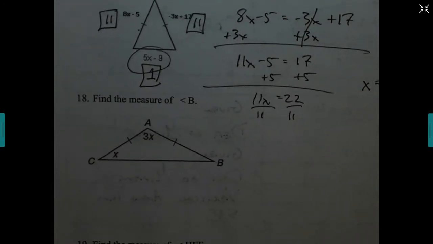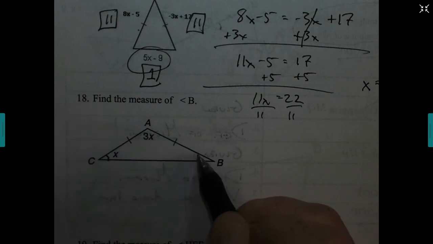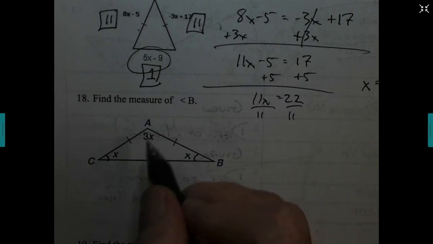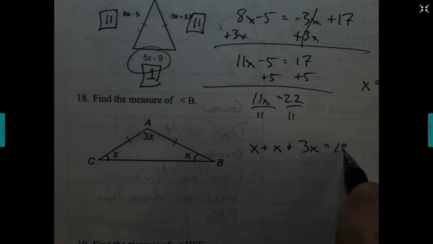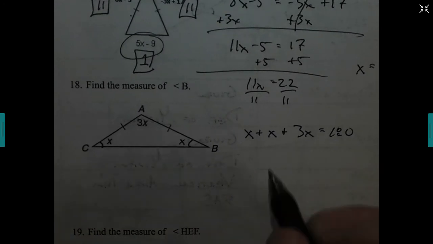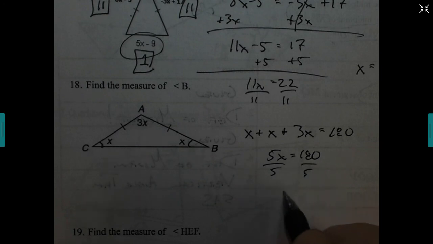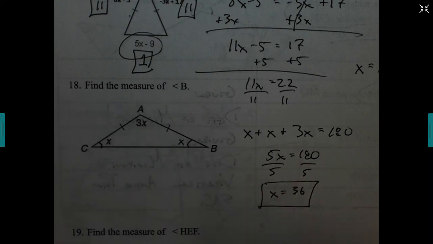Okay. They want me to find the measure of angle B. Well, if this is isosceles, then the 2 base angles have to be the same. So if that's x, I'm going to call this x. And I'm going to make an equation because I know all the angles have to add up to 180 degrees. So I've got a good equation here that I can solve. I got 5x's. If I divide both sides by 5, 5 into 180 is 36. X is 36, but they want to find the measure of angle B. Oh, angle B is also x. So this is also angle B.